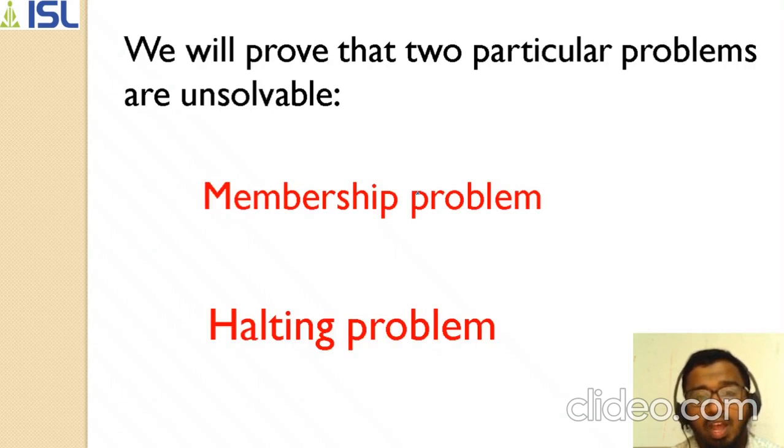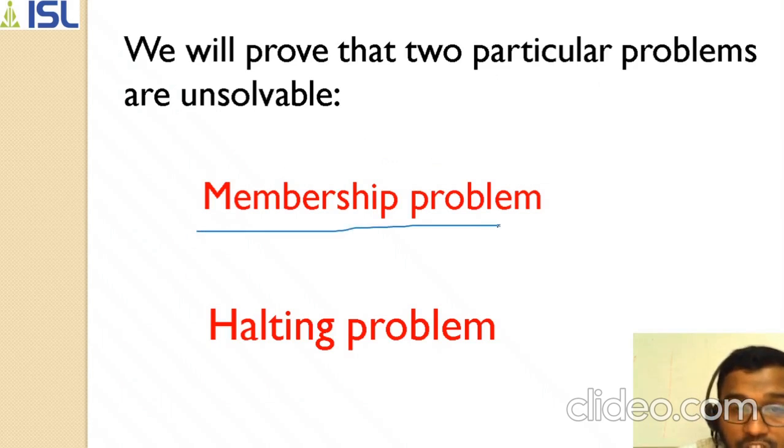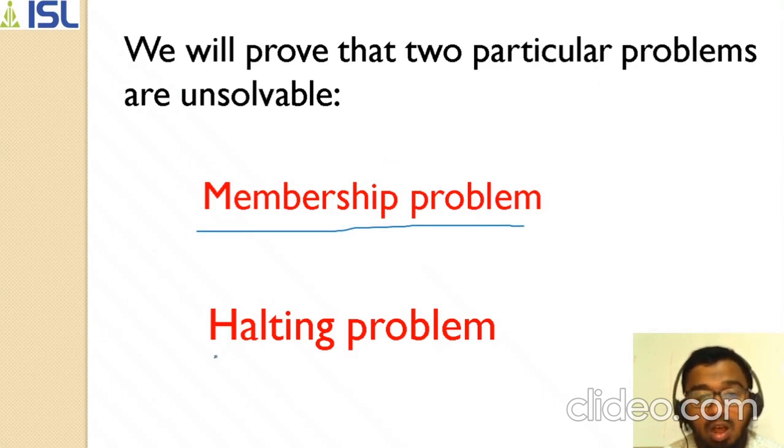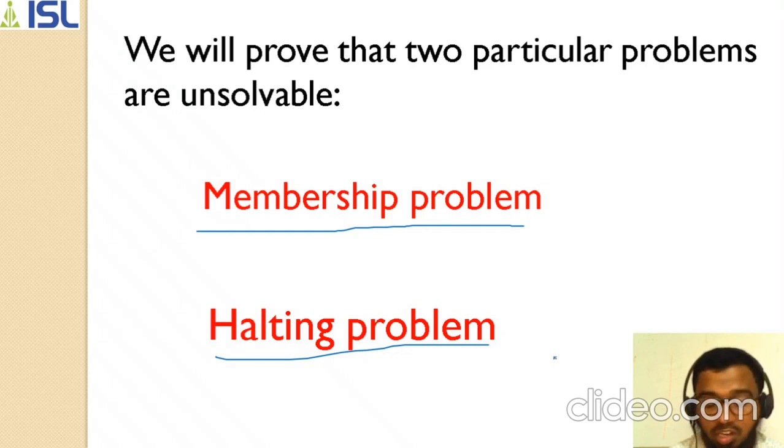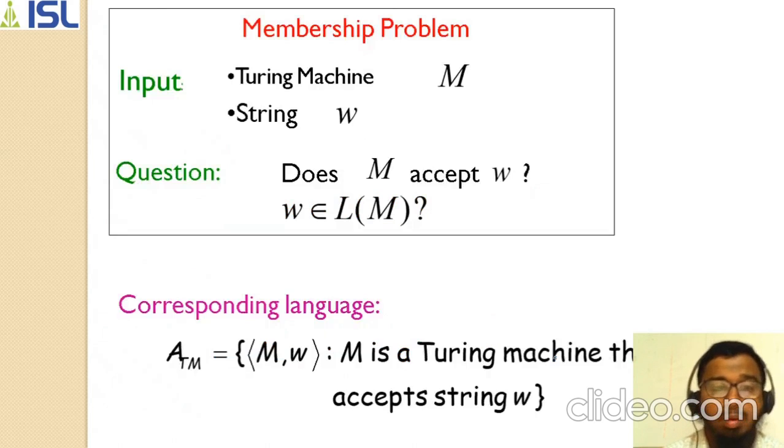We will prove that two particular problems are unsolvable. The first one is the membership problem, the second one is the halting problem. Let's see this. In the membership problem, the input is a Turing machine M and a string W. The question is: does M accept W?